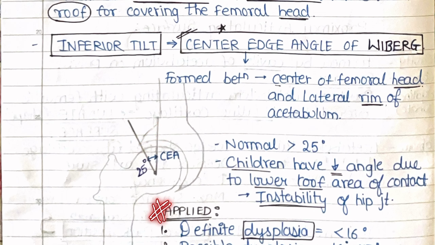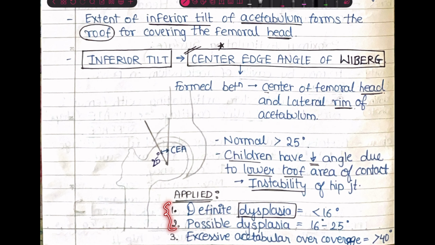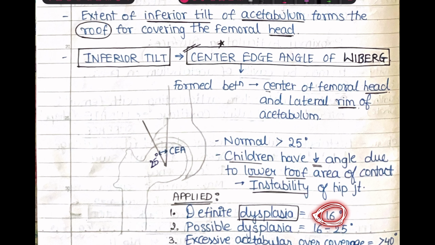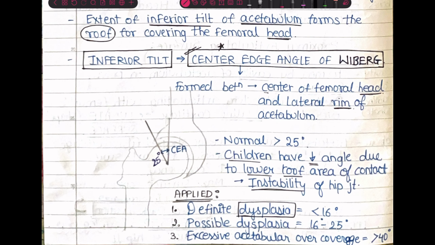Now the applied part. Always remember to mention the applied part in any joint question. So the applied part of center edge angle is dysplasia, the condition in which the center edge angle is less than normal, means less than 25. There are two categories of dysplasia, definite and possible. Definite dysplasia means the angle is less than 16 degree, then 100% that person is having dysplasia. But if the angle is between 16 degree to 25 degree, then there is a possible dysplasia, means there is a possibility of the person having dysplasia.